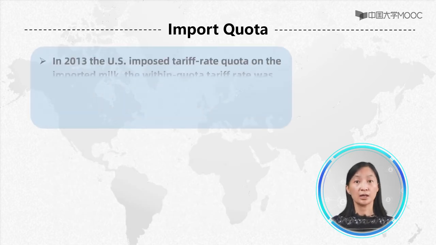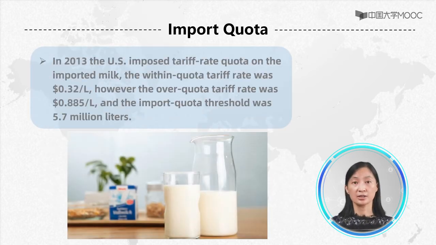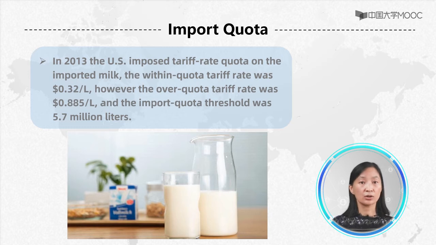For example, in 2013, the U.S. imposed a tariff rate quota on imported milk. The within-quota tariff rate was $0.32 per liter. However, the over-quota tariff rate was $0.885 per liter, and the import quota threshold was 5.7 million liters. We can see the over-quota tariff rate was much higher than the within-quota tariff rate.